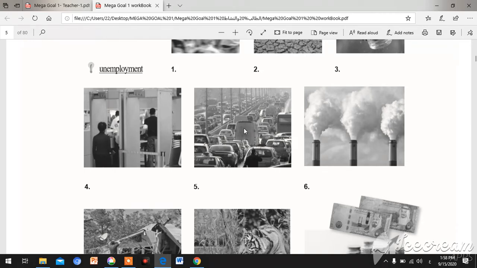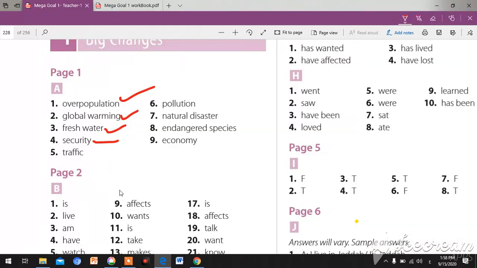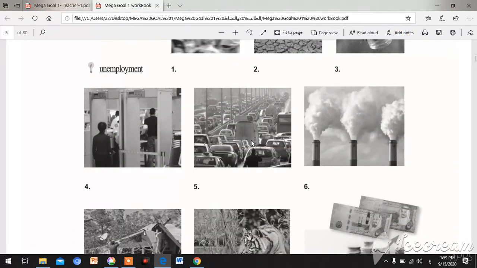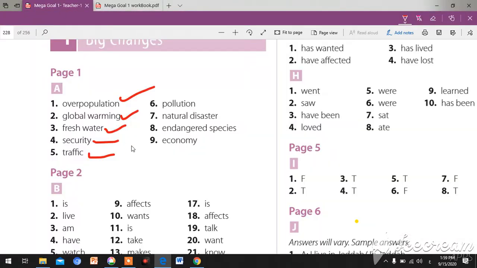Okay, and here many cars are going and coming. Five, traffic. The Hamil Murur. Number six, we have more smoke going in the air from a factory or chimneys. So pollution is the answer of number six.